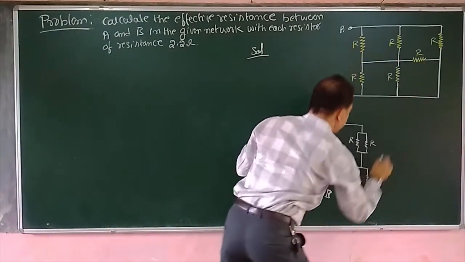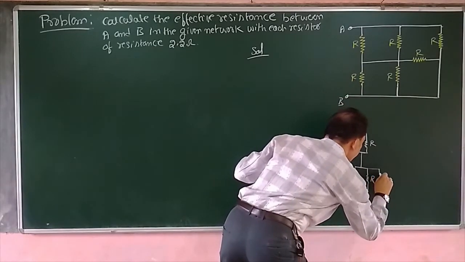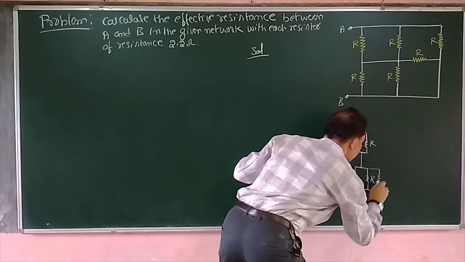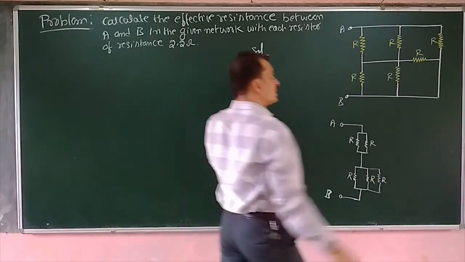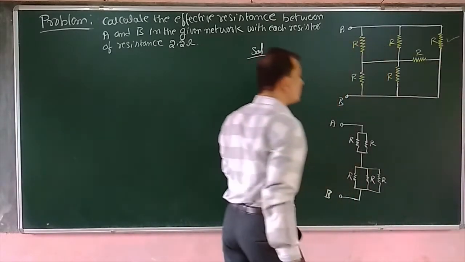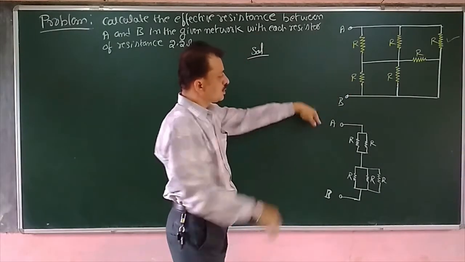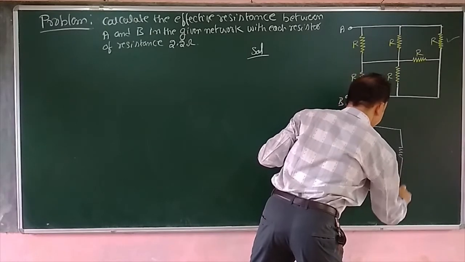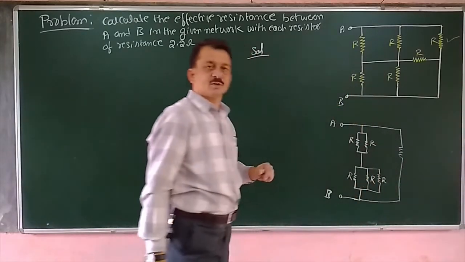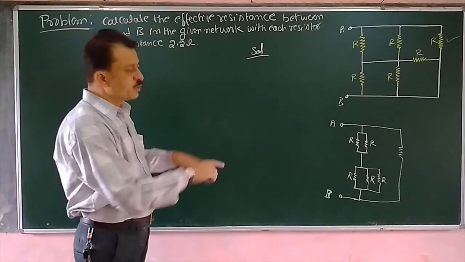So I will write this one like this. Now we have one more parallel resistor, this one is parallel here. Now I am connecting the final resistor. Now it is parallel to both A and B. Carefully look at that. Like this the circuit can be reduced.